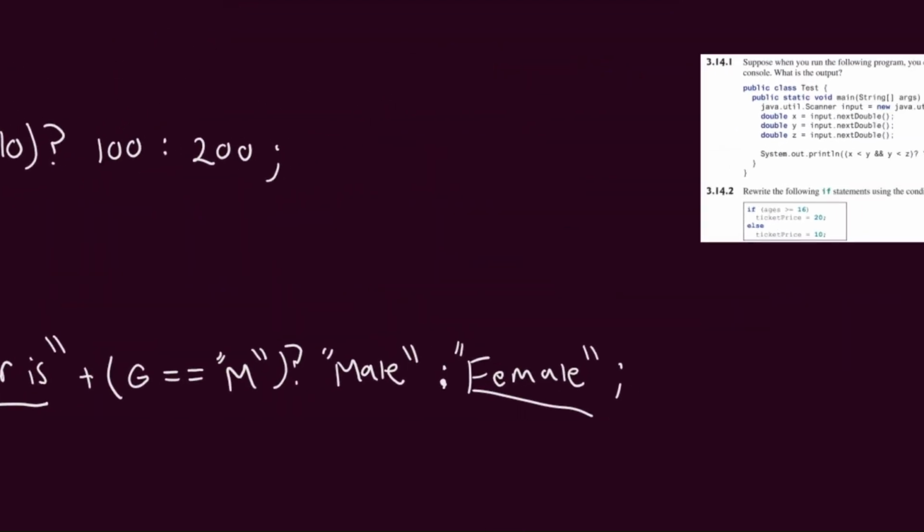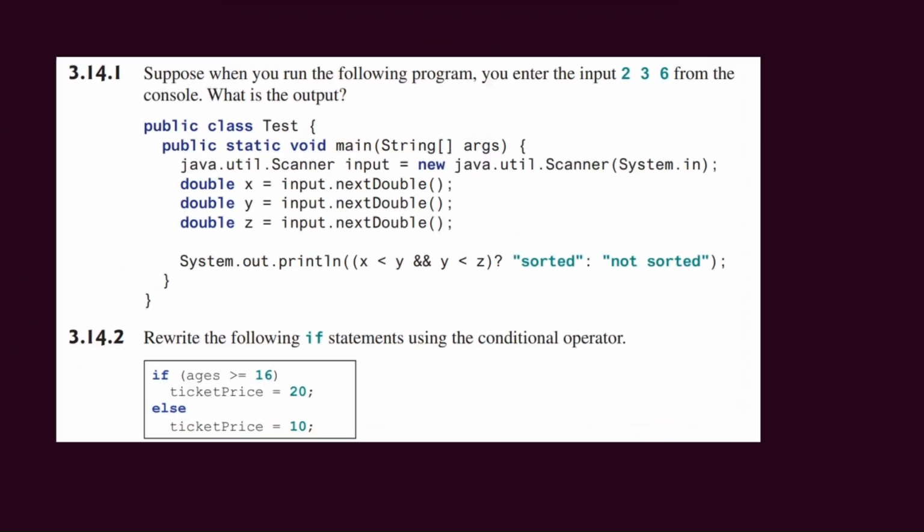Okay, now let's do the following. Suppose when you run the following program, you enter 231 from the console. What is the output? This is 2, this is 3, and this is 6. Did I say 231? If I did, I meant 236. So we're going to see what gets printed.